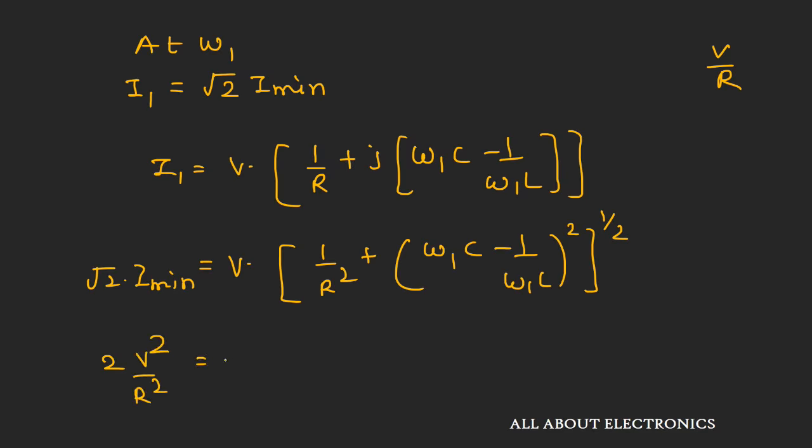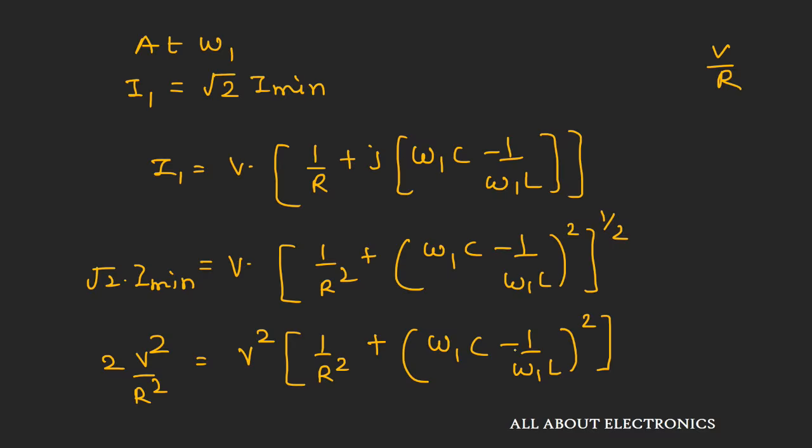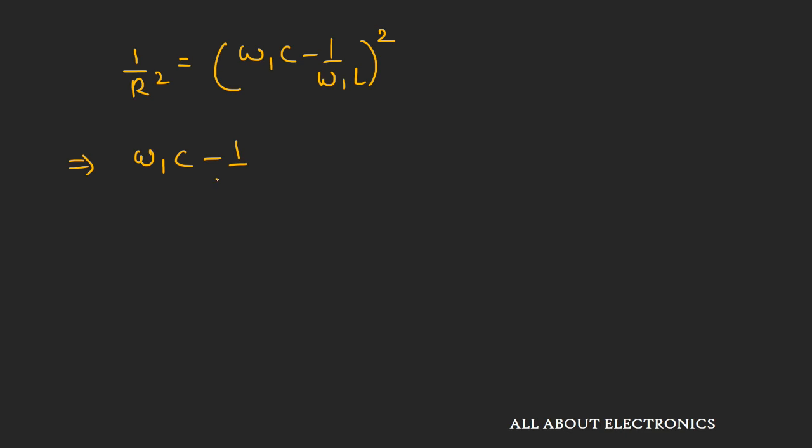2V²/R² equal to V² into ((1/R)² + (ω1 C − 1/(ω1 L))²). If we further simplify it, we get 1/R² equal to (ω1 C − 1/(ω1 L))². That means ω1 C − 1/(ω1 L) is equal to plus or minus 1/R. And similarly for the upper cutoff frequency ω2, we will get another equation: ω2 C − 1/(ω2 L) is equal to plus or minus 1/R.